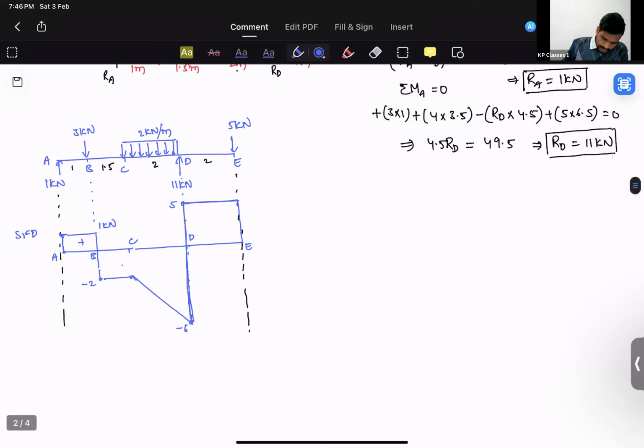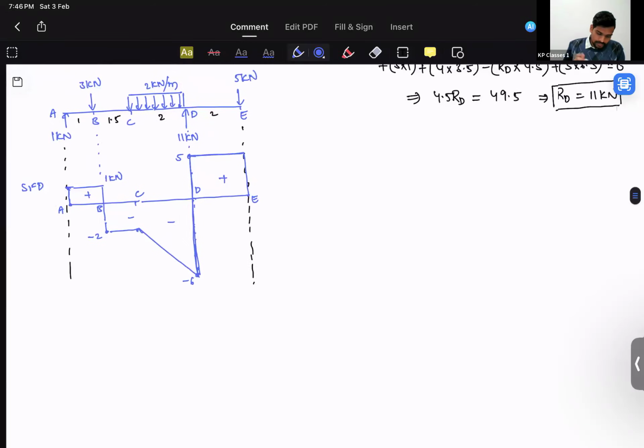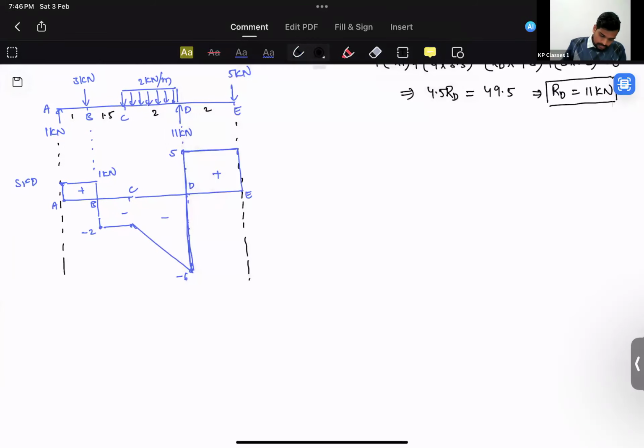This is the positive part. This is the negative part of the SFD. Now, to draw the bending moment diagram, you can always calculate bending moment between any 2 points. It will be the area under the shear force diagram between those 2 points. So bending moment at any given point, you can calculate it. Similarly, like how we did the shear force diagram, bending moment final minus bending moment initial will be the area between those 2 points under the SFD.